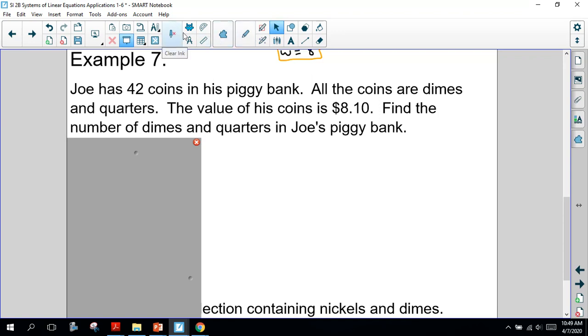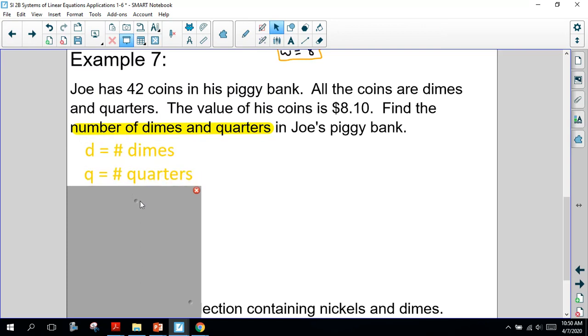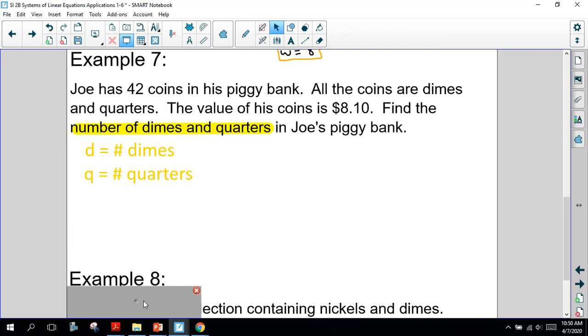So the first thing, much like we've talked about on previous problems, we want to define our variables. We want to know what we're finding, so we go to the question at the end. It says find the number of dimes and quarters in his piggy bank. So defining the variables is as simple as the number of dimes and the number of quarters. We're going to use D and Q. Those just seem to make a lot of sense to me since we're talking about dimes and quarters.